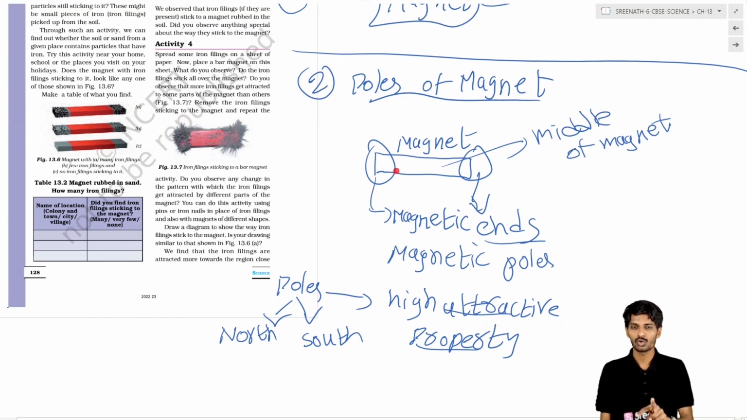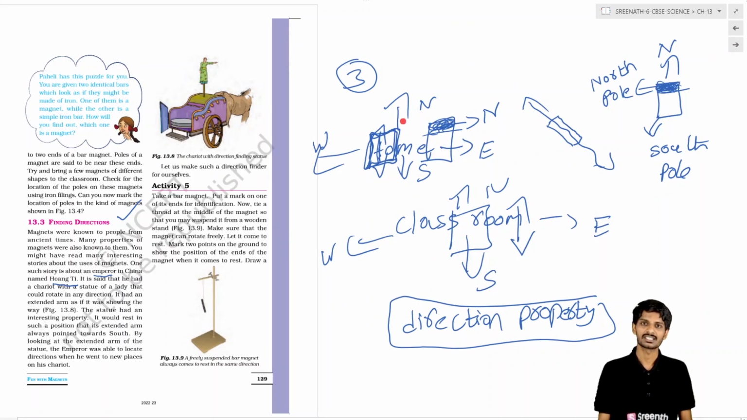A magnet has both ends, and we call both ends poles. We have two poles, one is the North Pole and one is the South Pole. Why do we call those poles? We mark the poles at the ends because the ends have so much more attracting property than the middle part of the magnet. That is the attractive property, one of the properties of magnets.